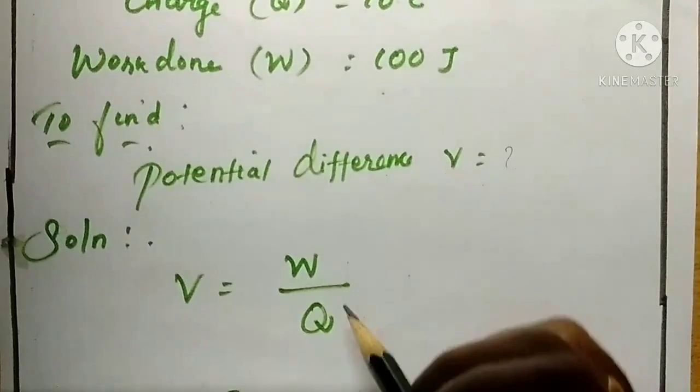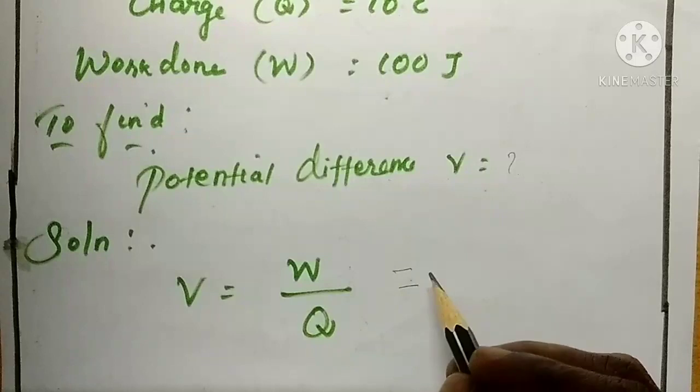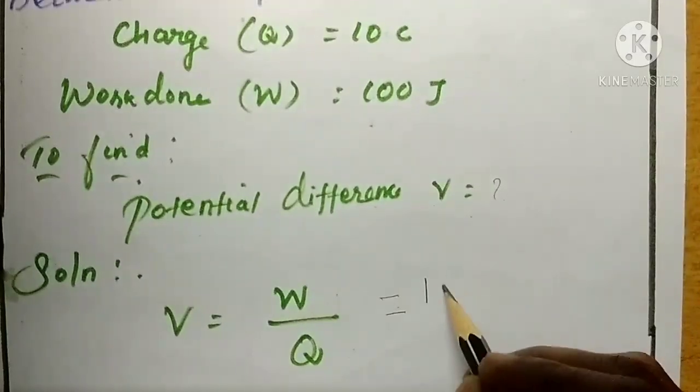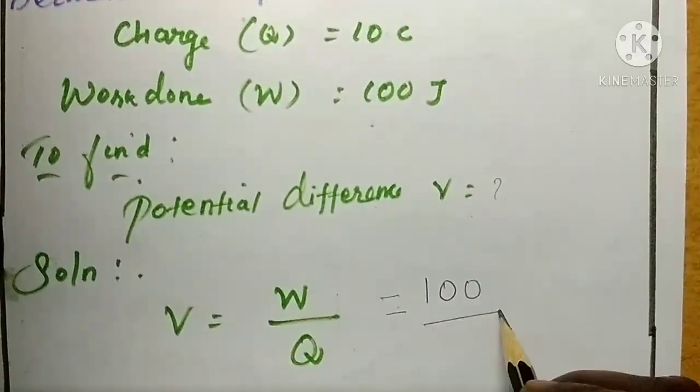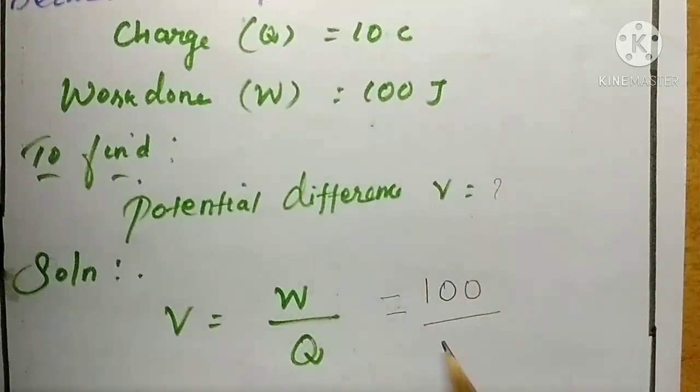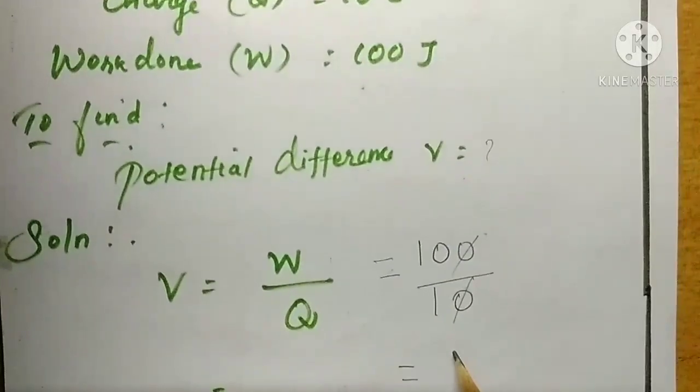So here what can we substitute for W? 100. Divided by charge, what value is there? 10. So if we divide, what will you get? The amount of potential difference is 10 volt. So V is equal to 10 volt. We have to write the unit. So V is equal to 10 volt.